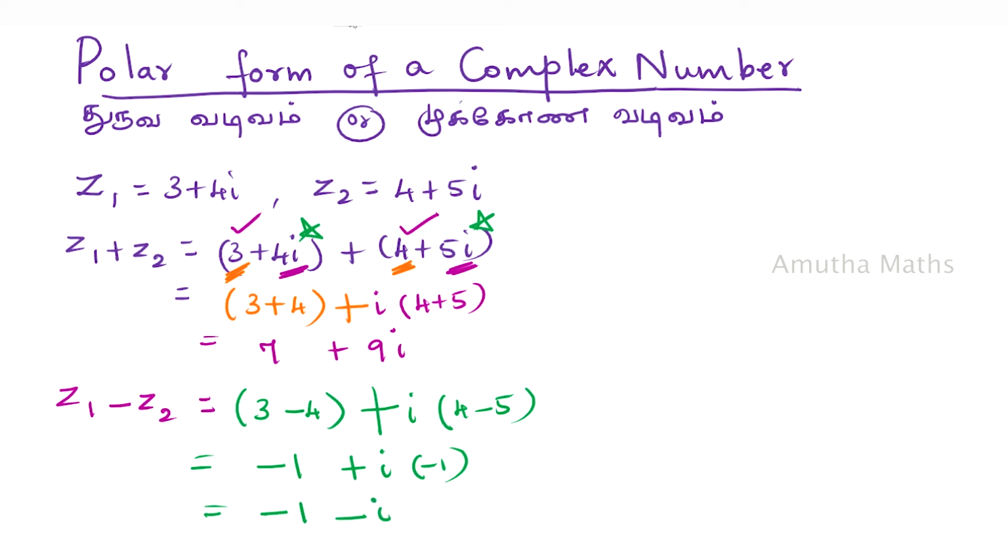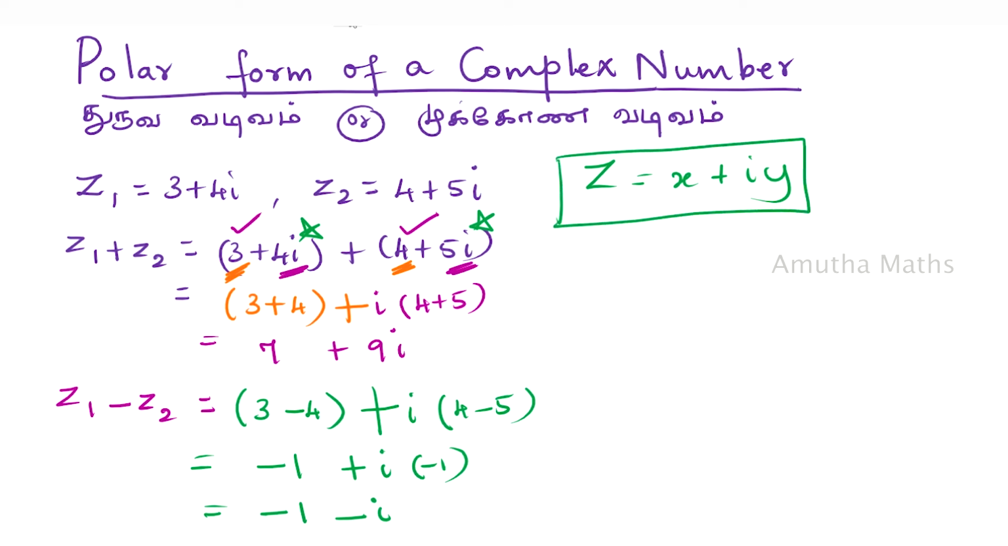So, we know how to add and subtract two complex numbers. When performing addition and subtraction, we use rectangular form. So, rectangular form means what? Standard form. So, Z is equal to x plus iy. This is the standard form of writing complex numbers. Everything we have studied already. So, Z is equal to x plus iy, standard form.